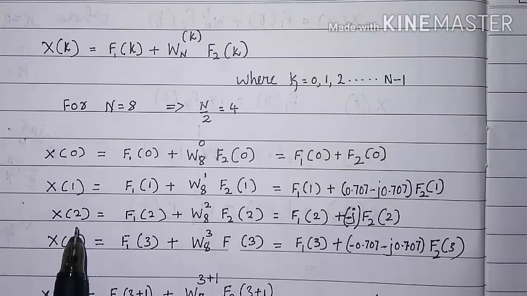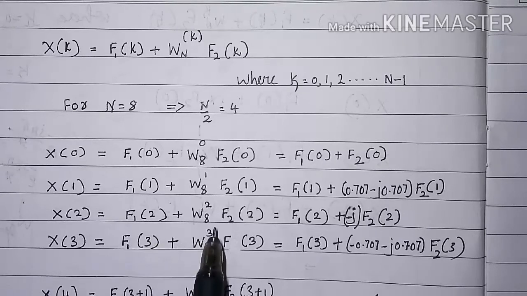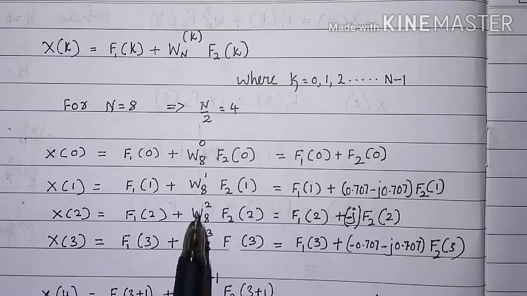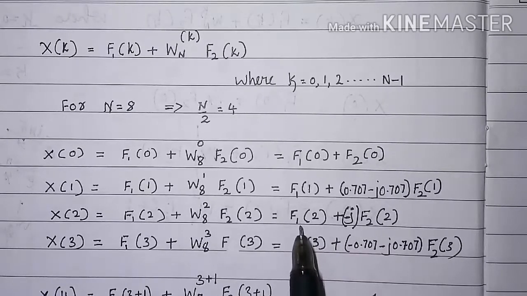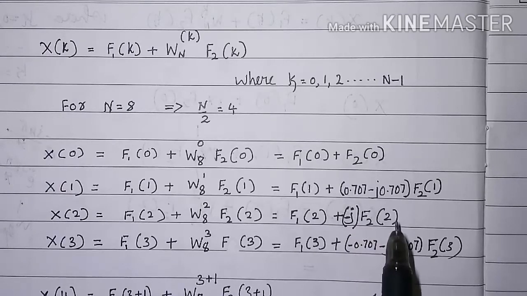X of 2 is F1 of 2 plus W8 raised to 2 F2 of 2. W8 raised to 2 is minus j. So we get F1 of 2 plus minus j into F2 of 2.